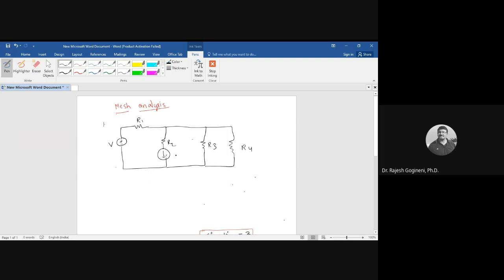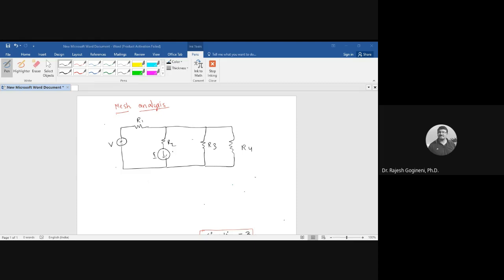Suppose this is the current I. So if this kind of circuit is there, usually we can apply mesh analysis to solve these kinds of problems. But see, suppose a current source is present like this. Now it is somewhat difficult to apply the mesh analysis, right?